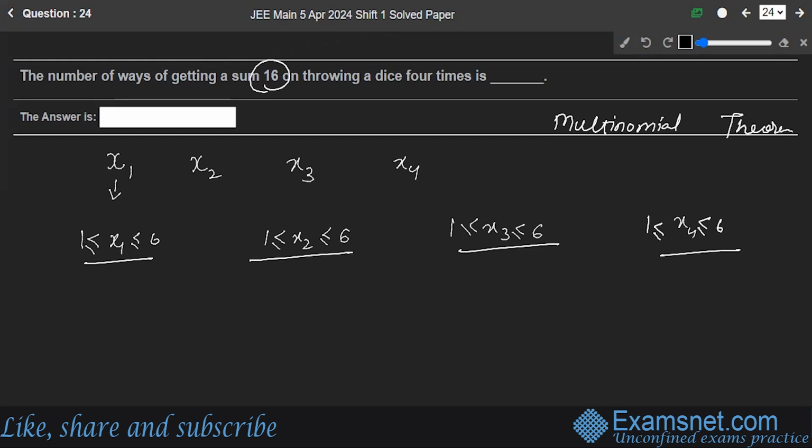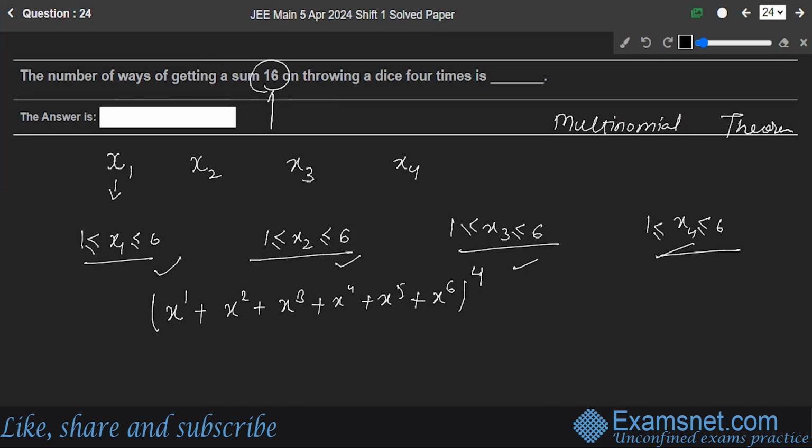So first, you have x, x squared, x cubed, x to the 4th... these are the outcomes of each and every throw. There are 4 throws, so this is raised to power 4. And what we are interested in is only the coefficient of x raised to power 16 in this whole expansion.